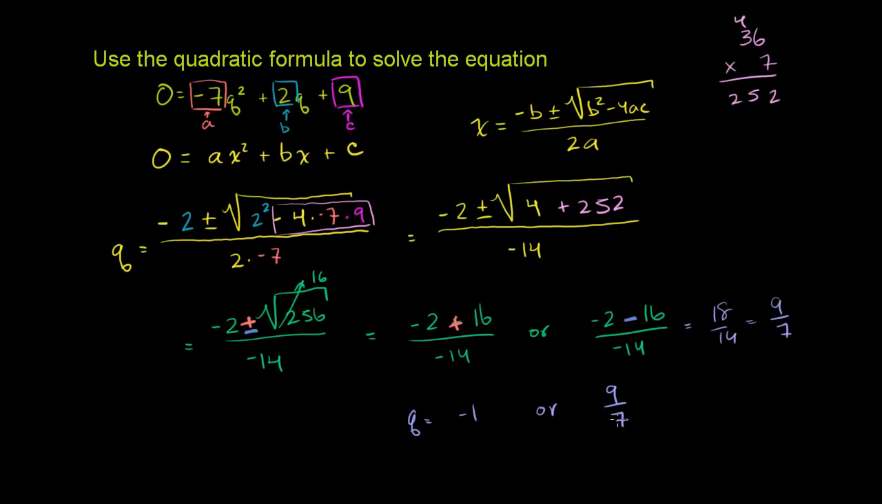And you could try these out, substitute these q's back into the original equation, and verify for yourself that they satisfy it. We could even do it with the first one. If q is equal to negative 1, negative 7 times negative 1 squared, negative 1 squared is just 1. So it would be negative 7 times 1, right? Negative 1 times 2 is negative 2, plus 9. So it's negative 7 minus 2, which is negative 9, plus 9 does indeed equal 0. So this checks out. And I'll leave it up to you to verify that 9 over 7 also works out.